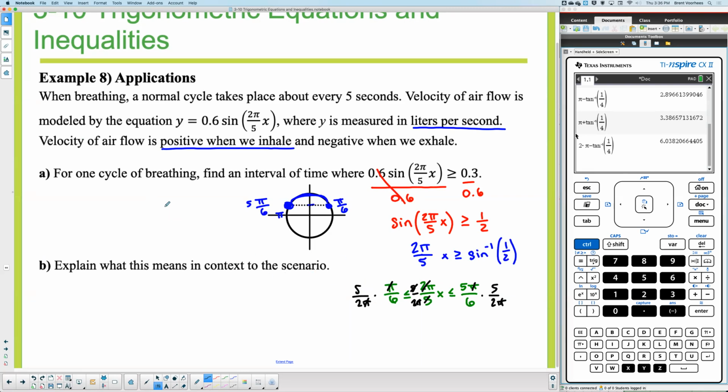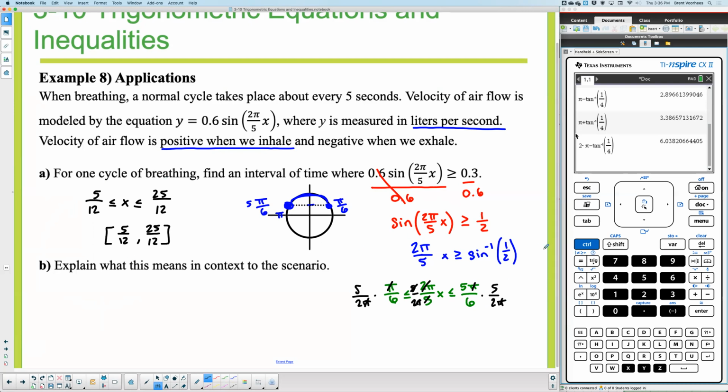I am good anytime I'm in between. Let's see, this is 5 over 6 times 2, which is 12. So from 5/12, which is less than or equal to x, which is less than or equal to 5 times 5, which is 25 over 12. So that's my interval that I'm good. The way I've been writing it earlier today is 5/12 with a bracket, comma, 25 over 12. You could write your answer either way. That's my interval.